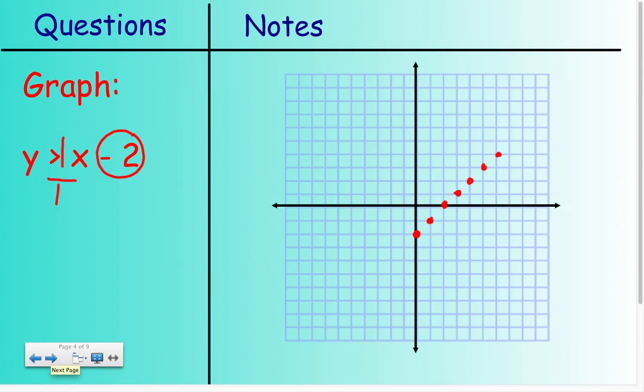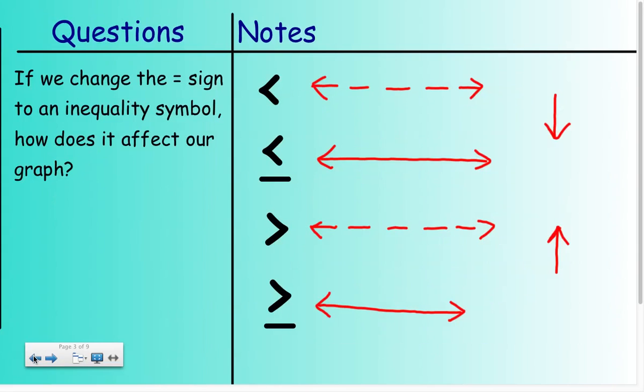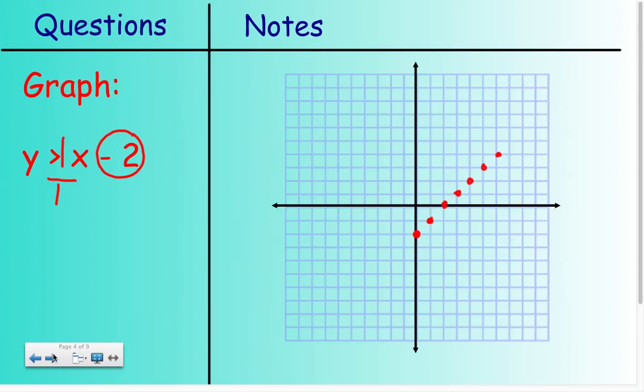So if we look back a screen, we have a greater than symbol. Greater than, if you look for it, it's right here. Greater than is a dashed line. So instead of making a solid line to connect my dots, I'm going to make a dashed line. And I'll show you what the dashed line means in a second. Then since y is greater than, that's going to tell me which way to shade. That is the other new part of this lesson.